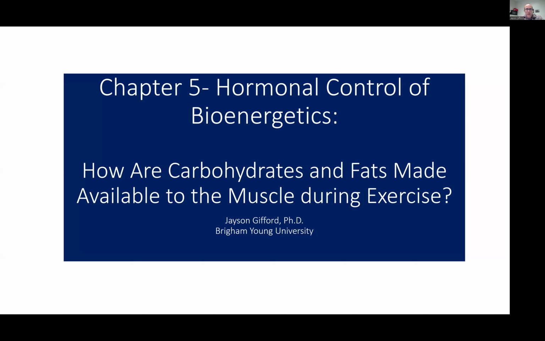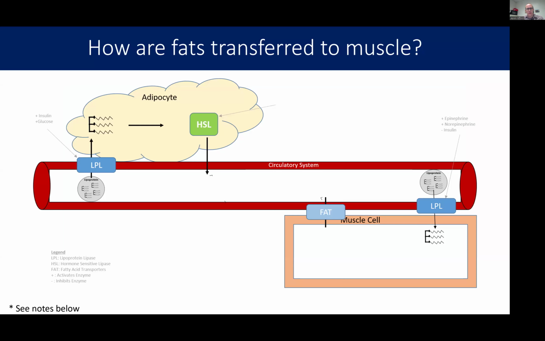In this video, we're going to talk about how fats make it to the skeletal muscle to be utilized, how they get from adipocytes all the way to the skeletal muscle. I'll use this simplified diagram to illustrate what's going on. So let me orient you with what we have.